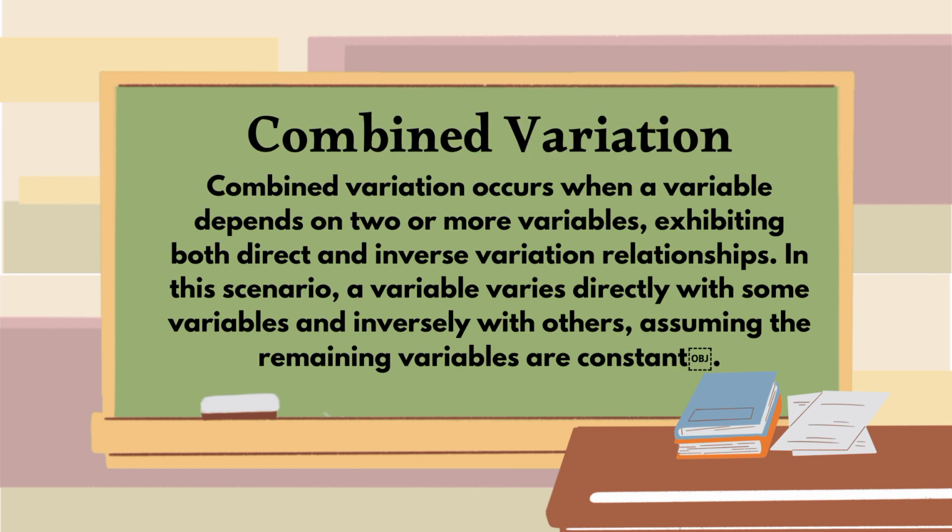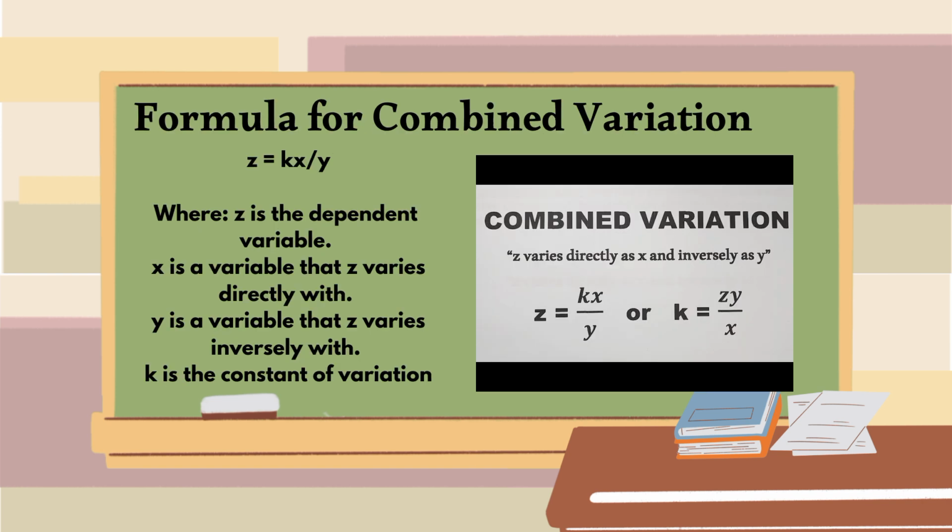And lastly, combined variation. Combined variation mixes direct, inverse, and joint variation. In this scenario, a variable varies directly with some variables and inversely with others, assuming the remaining variables are constant. The formula for combined variation: z equals kx over y, where z is the dependent variable, x is a variable that z varies directly with, y is a variable that z varies inversely with, and k is the constant of variation.